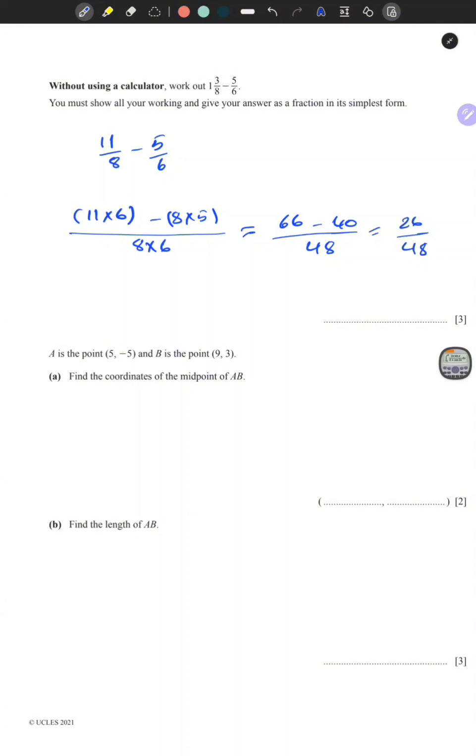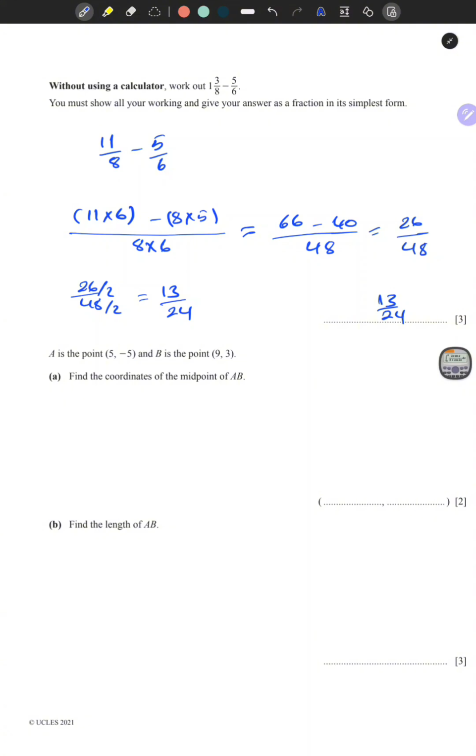So 26 and 48, both of them are even numbers, so I will take 2. 26 and 48 over 2 here and over 2. 26 over 2 is equal to 13, and 48 over 2 is equal to 24. So there is no common factor between 13 and 24, so my final answer is 13/24.